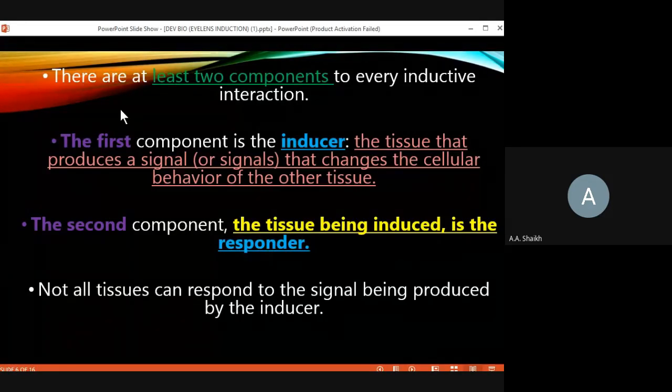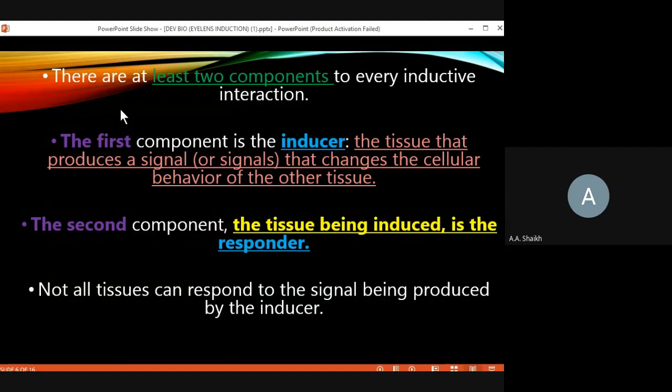Again, the important thing is that not every tissue or every cell has the ability to respond to the signals released from these inducers. Not all the cells present in the cellular mechanism of an organ can receive the signals from the inducer, but there are cells which act as a responder. So these two components are very important.